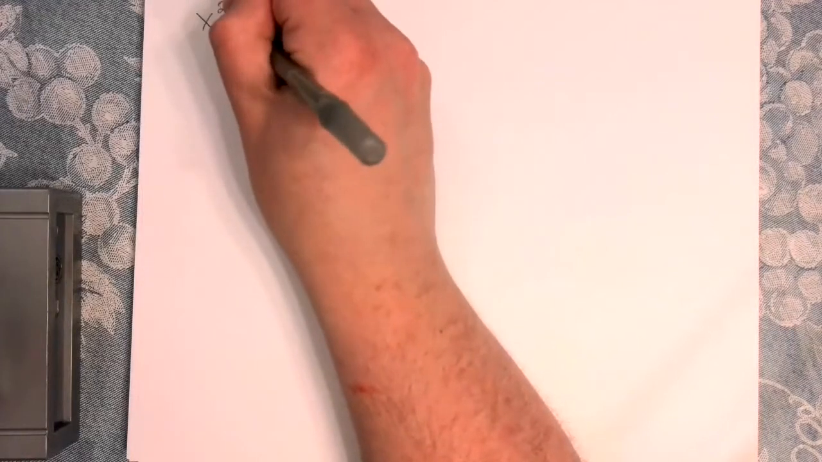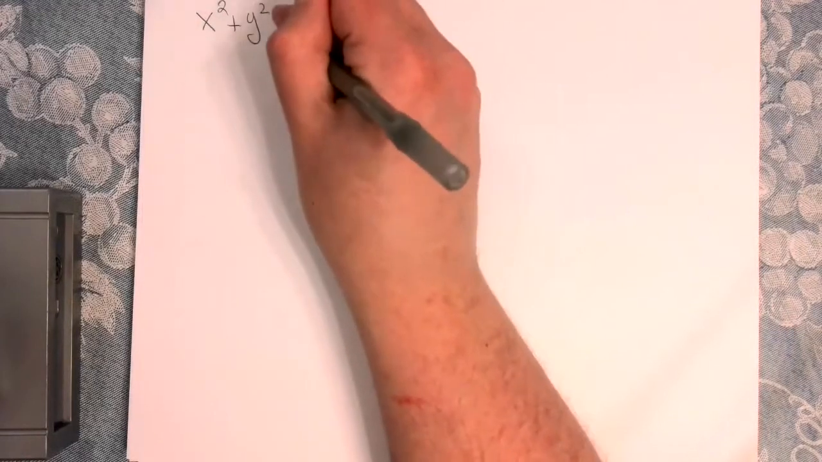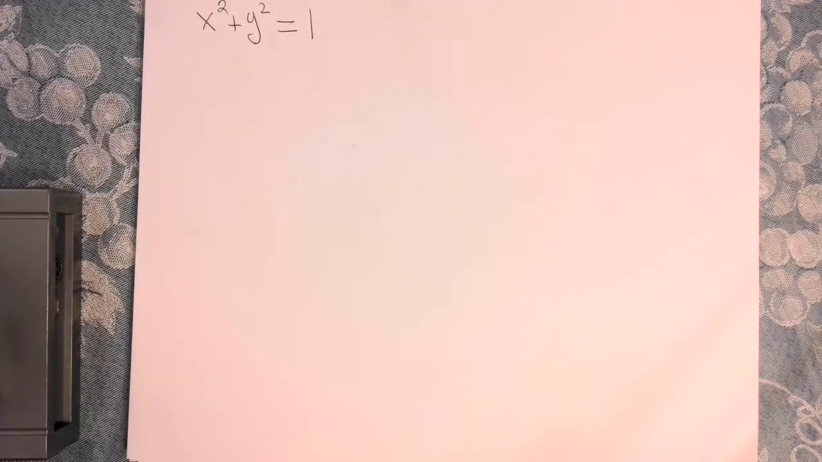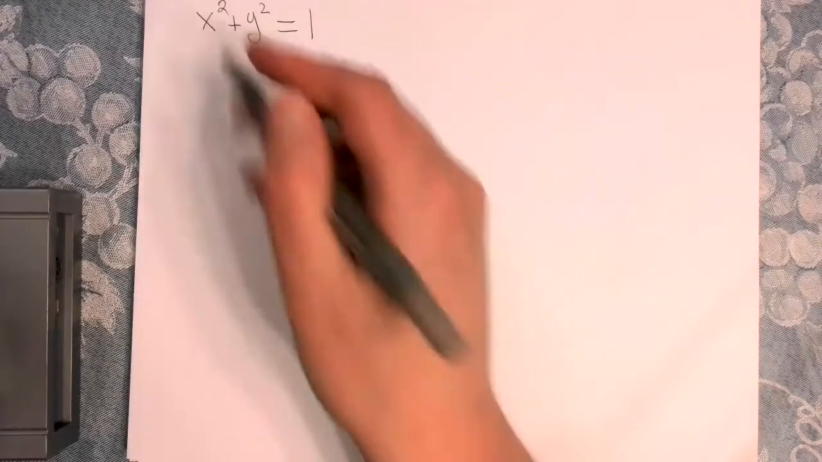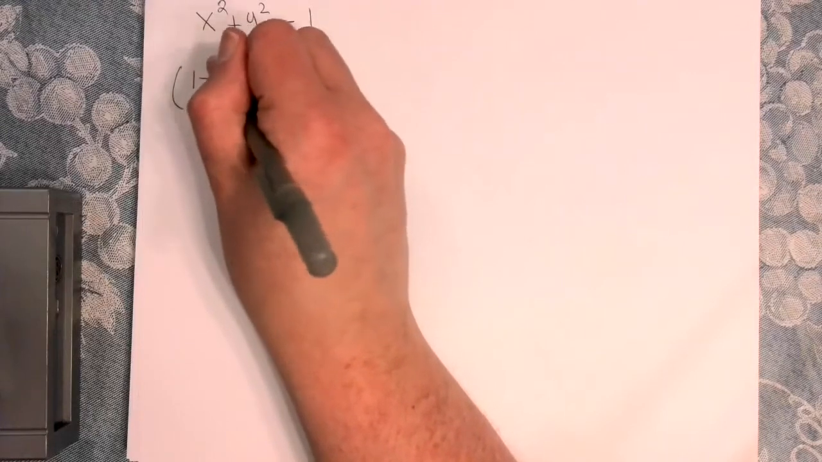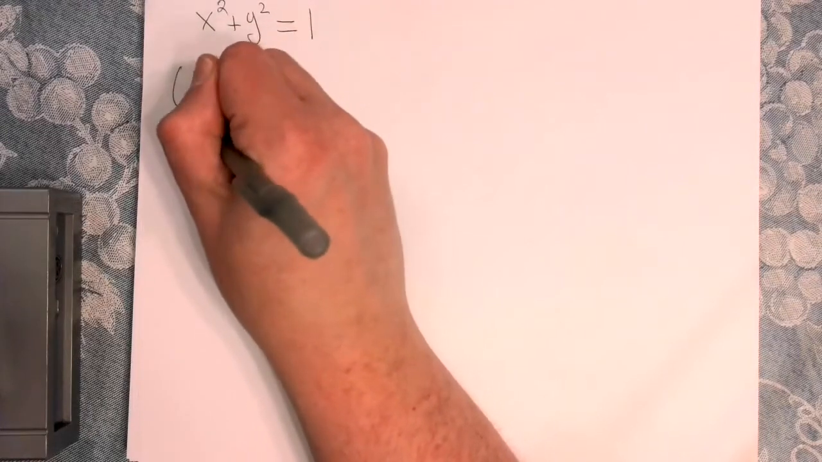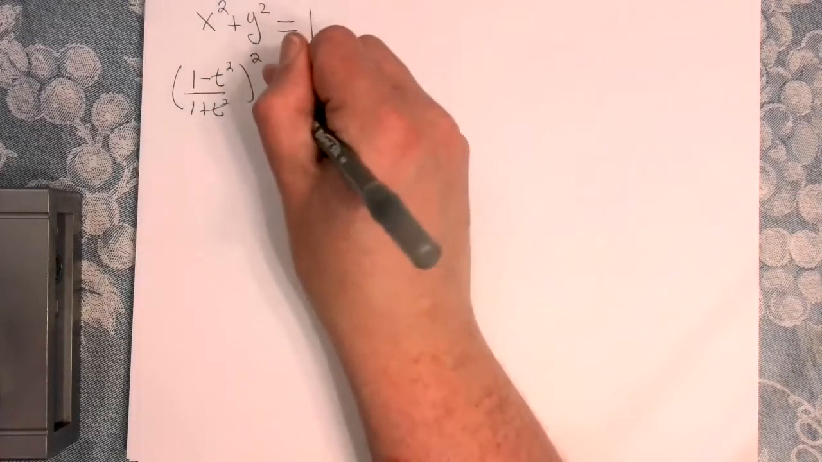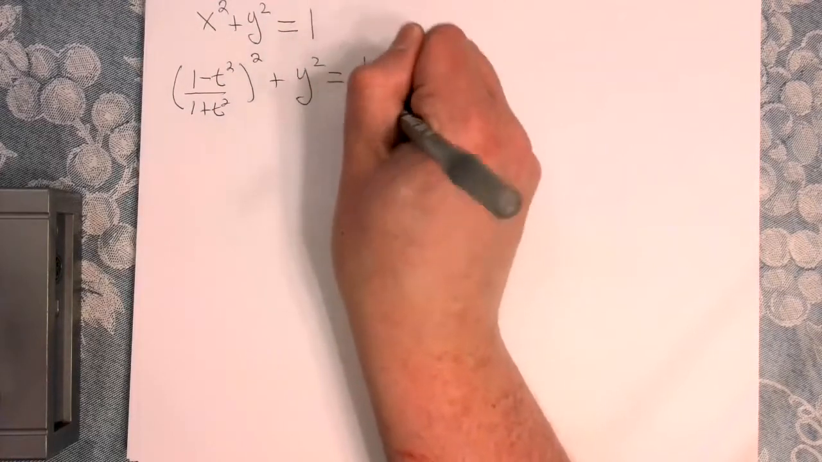Okay, so now we go here. So x squared plus y squared is equal to 1. And then in for x goes what we found from before, right? So in for x goes 1 minus t squared over 1 plus t squared, quantity squared, plus y squared is equal to 1.